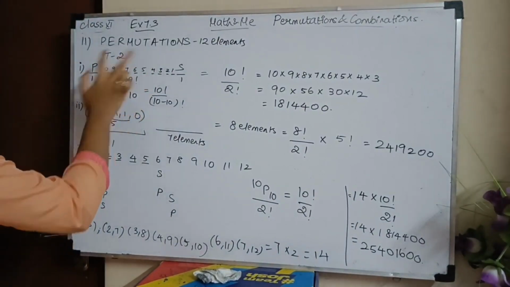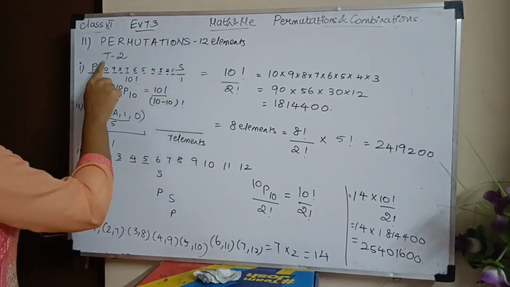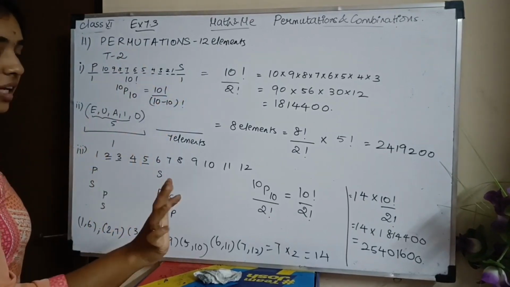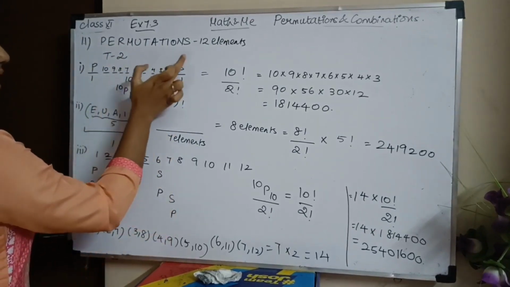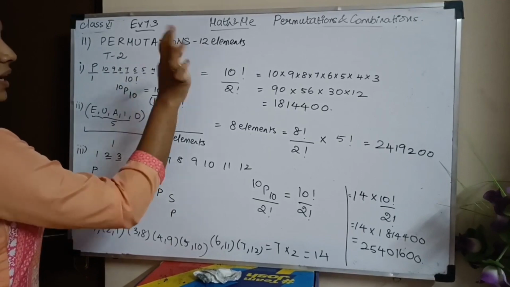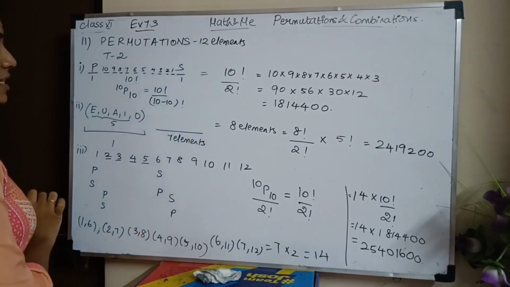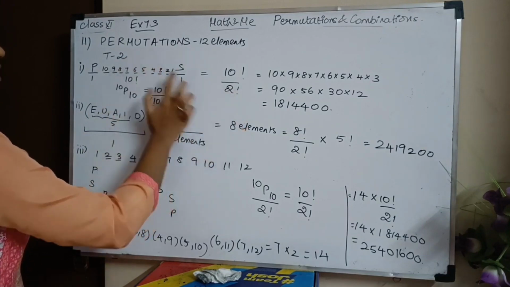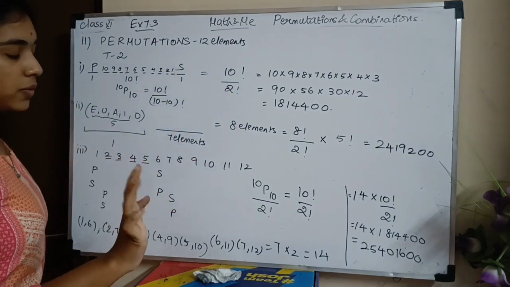So basically, you have permutations of 12 elements in total. T is repeated twice. The positions for P and S are fixed. So I have 10 more places and 10 more elements remaining. After placing P and S, I have 10 more elements remaining. So that can be arranged in 10P10 ways, and you have to neglect the repeated T. So 10 factorial by 2 factorial.